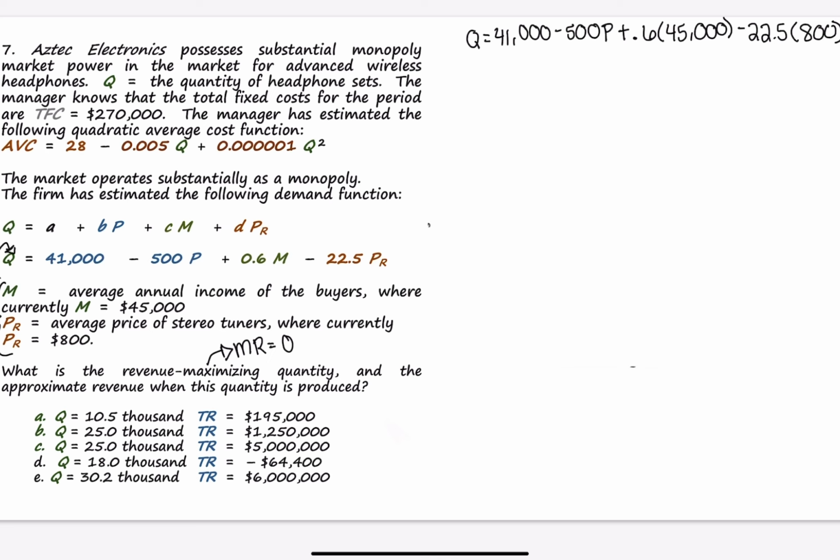And when we multiply that out, we end up with a simpler equation of 50,000 minus 500P. So we're going to solve this for P.